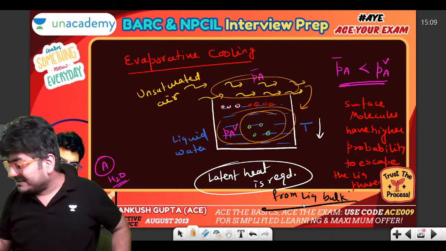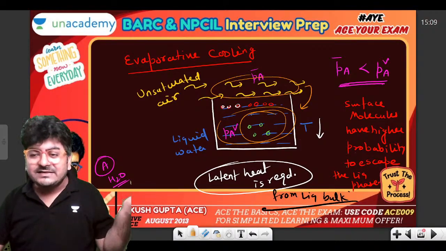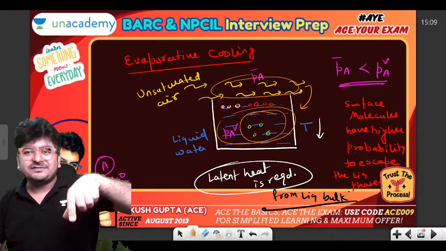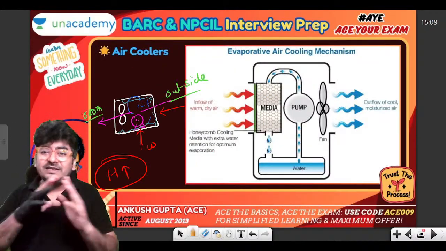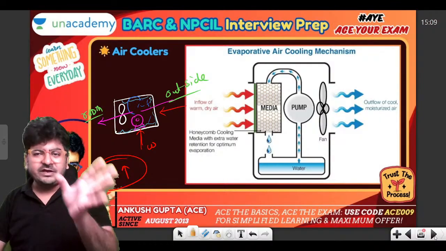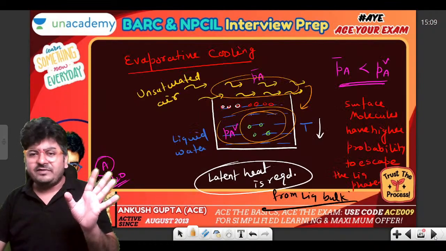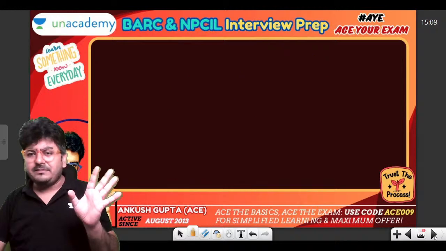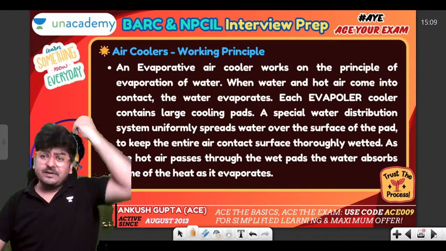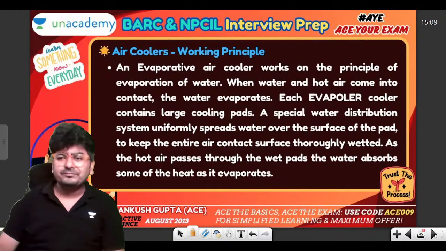Are you understanding this? That's how the things happen. That's why we said adiabatic cooling, temperature of air decreases. See, all the things are interrelated. So I hope this concept of evaporative cooling, air cooler is clear to everyone. Okay, अब आगे बढ़ते हैं. Working principle, I have explained this to you.